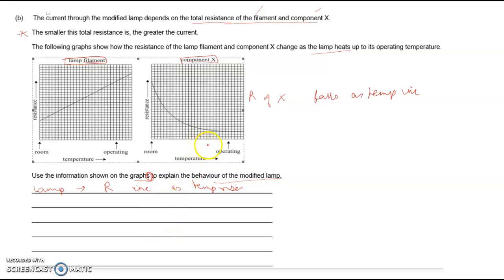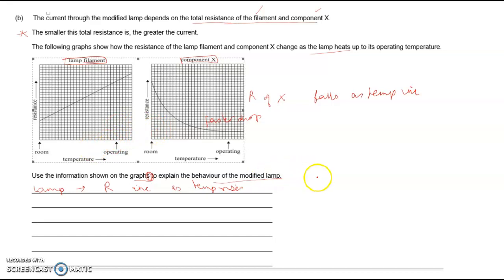R of X falls faster. As you can see, there is a faster drop at first than R of the lamp. So the current will increase. R of X is high at the start, so current is 0 or low at the start. All you need to do is decode the graph and explain what the graph is telling you.